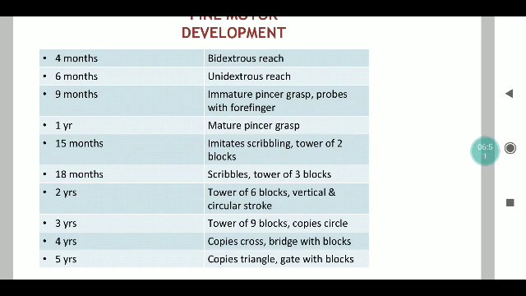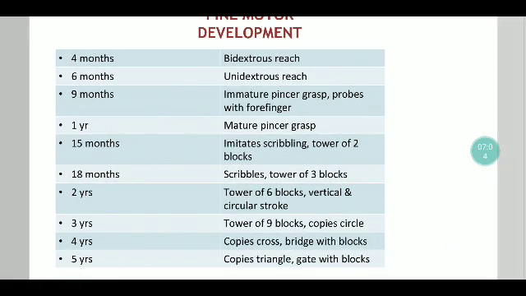6th month you will get a unidextrous reach where the child tends to reach for the object with a single hand. An immature pincer grasp is formed by 9th month, a mature pincer grasp by 1 year. By 15 months the child is able to imitate scribbling and can build a tower of 2 blocks. By 18 months the child is able to scribble and make a tower of 3 blocks. By 2 years the tower increases in size up to 6 blocks, and by 2 years the child can draw a circle.